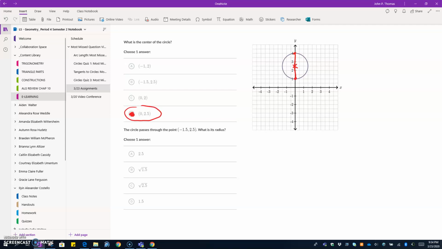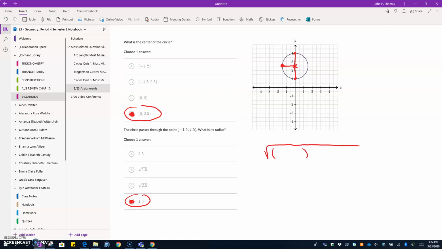Alright, now if I go to the next question, it says the circle passes through the point negative 1.5, 2.5. Now in reality on this one, I could just count over to the side because it did line up perfectly. And if I count that over, it's 1.5, which is D. Now, in some cases, it's not going to line up as nicely, and we're going to have to lean on our old friend, the distance formula.